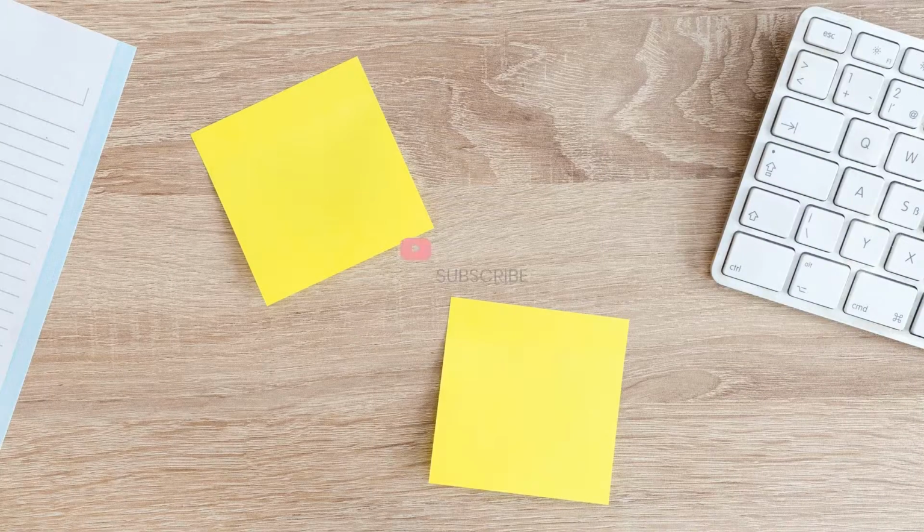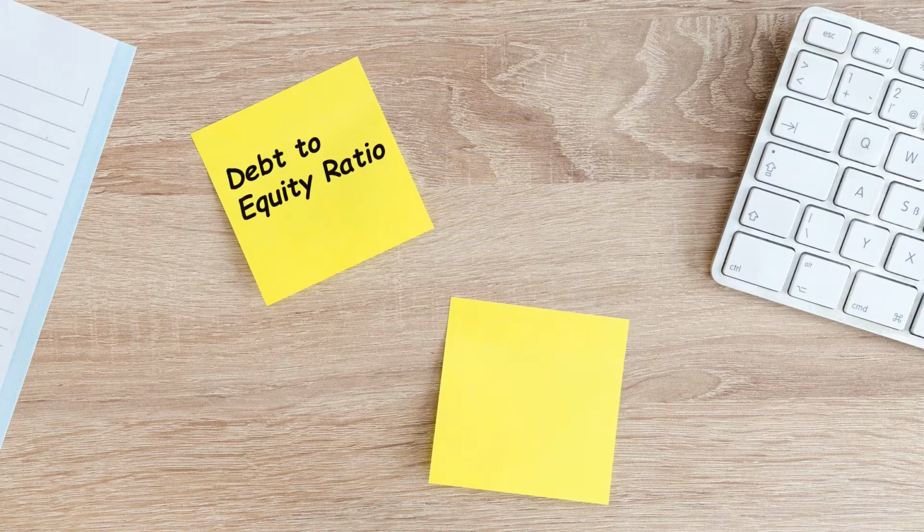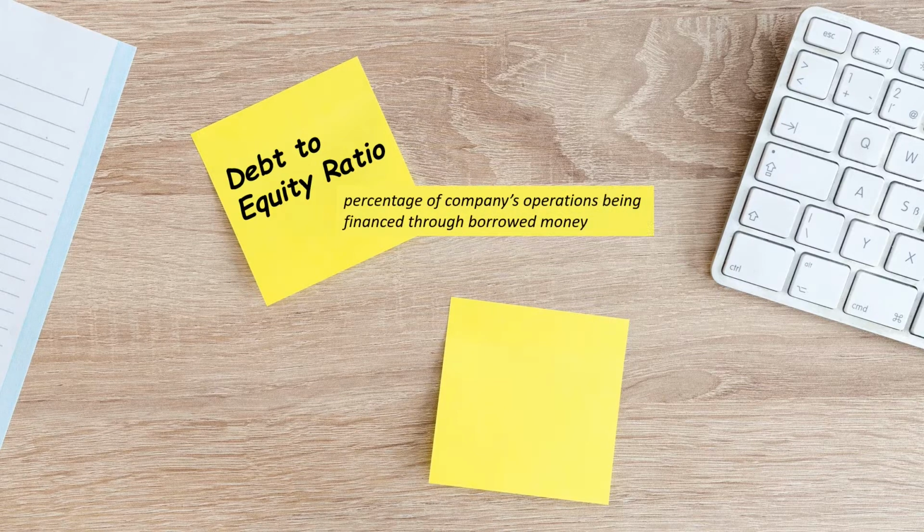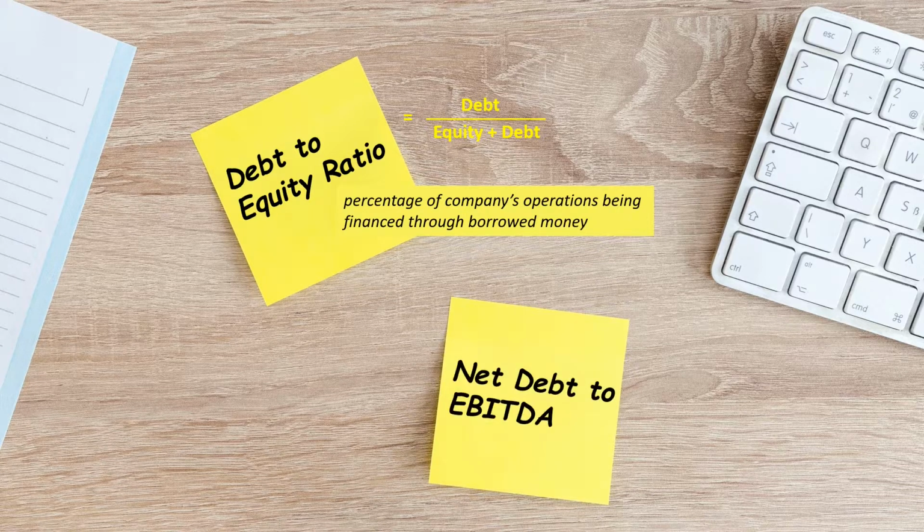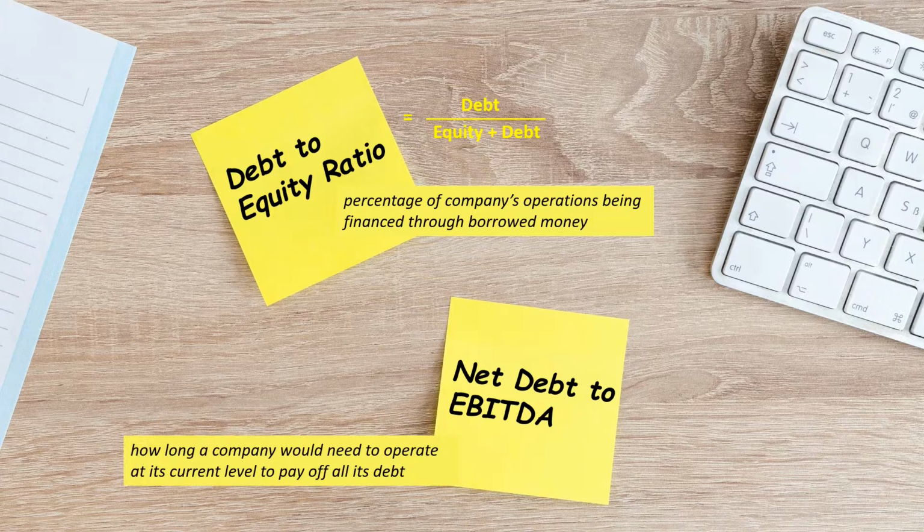Leverage ratios. Leverage ratios are related to borrowings taken by the company. Debt to equity ratio means the percentage of company's operations being financed through borrowed money. It is calculated by dividing total debt with total equity plus total debt. Net debt to EBITDA ratio. It measures a company's ability to pay off its debts.